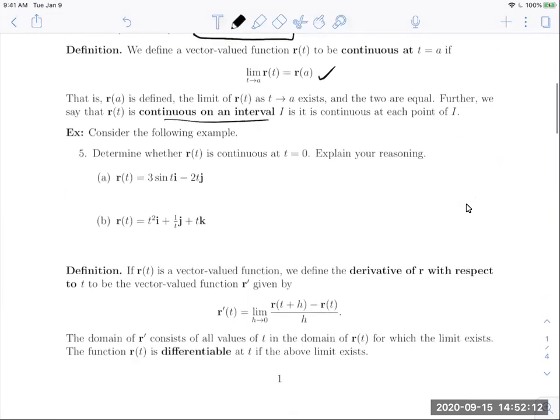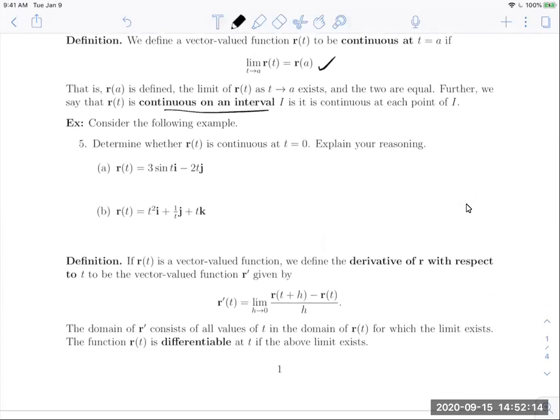Now, we are also going to use all of our shortcuts that we learned in Calc 1. That is, you can assume polynomials are continuous, sine and cosine are continuous, the natural log function is continuous on its domain. Rational functions are continuous everywhere where they're defined. So all of those things are going to hold. You only need to use this definition when you can't use some of those other previous theorems that we learned in Calculus 1 or 2.